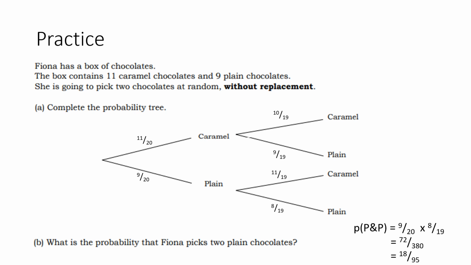So how do we work out the probability that Fiona picks 2 plain chocolates? Well, she got a plain for the first one, 9 out of 20. You got a plain for the second one, 8 out of 19. And we know as we move across a tree diagram, we multiply. So the probability of getting a plain and then a plain will be 9/20ths multiplied by 8/19ths, which is 72 over 380, which cancels down to 18 out of 95.